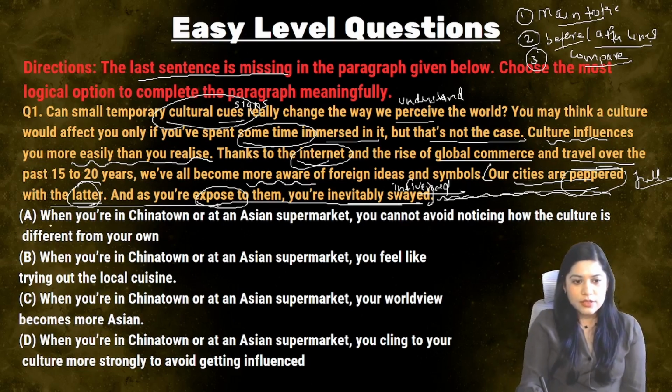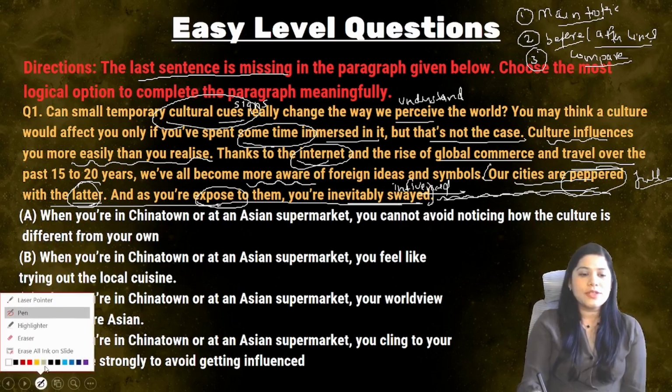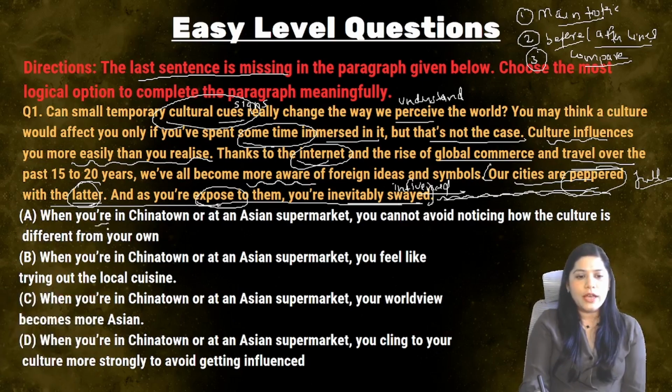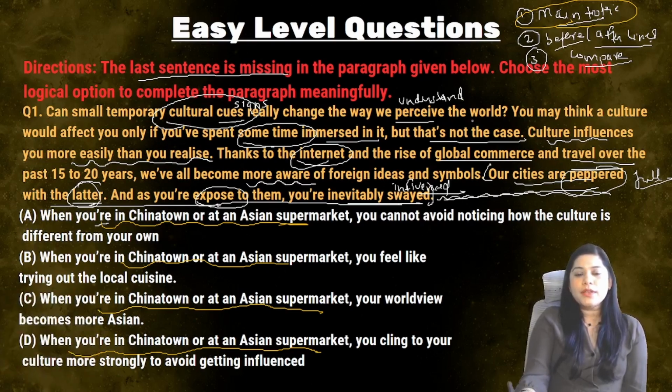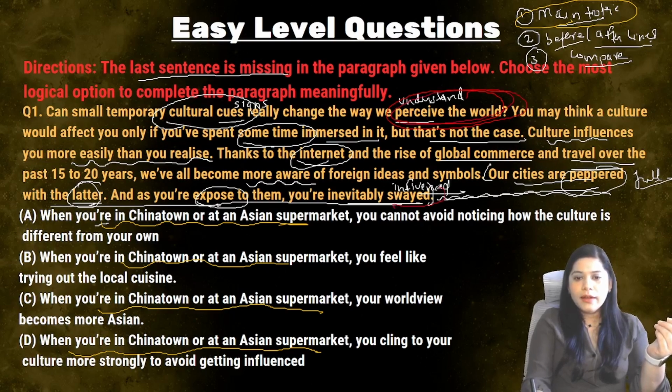All right. So now see, the first few words of all the options are similar, right? When you're in Chinatown or at an Asian supermarket, all these words are similar. So we'll just compare all the options based on the last few words. So what is the main topic, students? I'll just highlight it quickly. The main topic is that depending on where we live, what kind of culture, it changes how we perceive the world and influences us. The last line says that, right? So this is what we are trying to say.